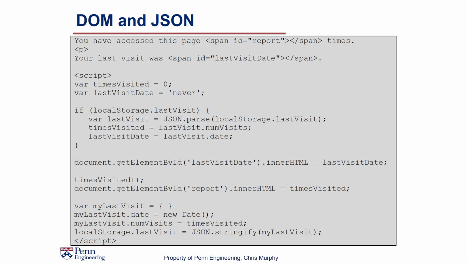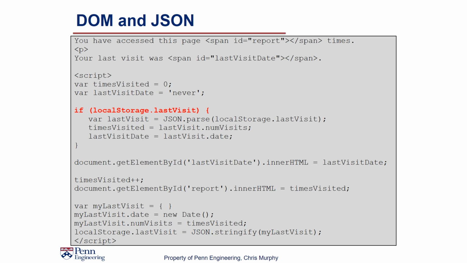So here I have my HTML page. At the top, I want to print the number of times that the user has accessed this page. And I also want to print the last time they accessed this page. Within my JavaScript, I'll create a variable called timesVisited, which I'll initialize to 0. And I'll initialize this other variable, lastVisitDate, to never, so that the first time they see the page, it will say they've never visited it before.